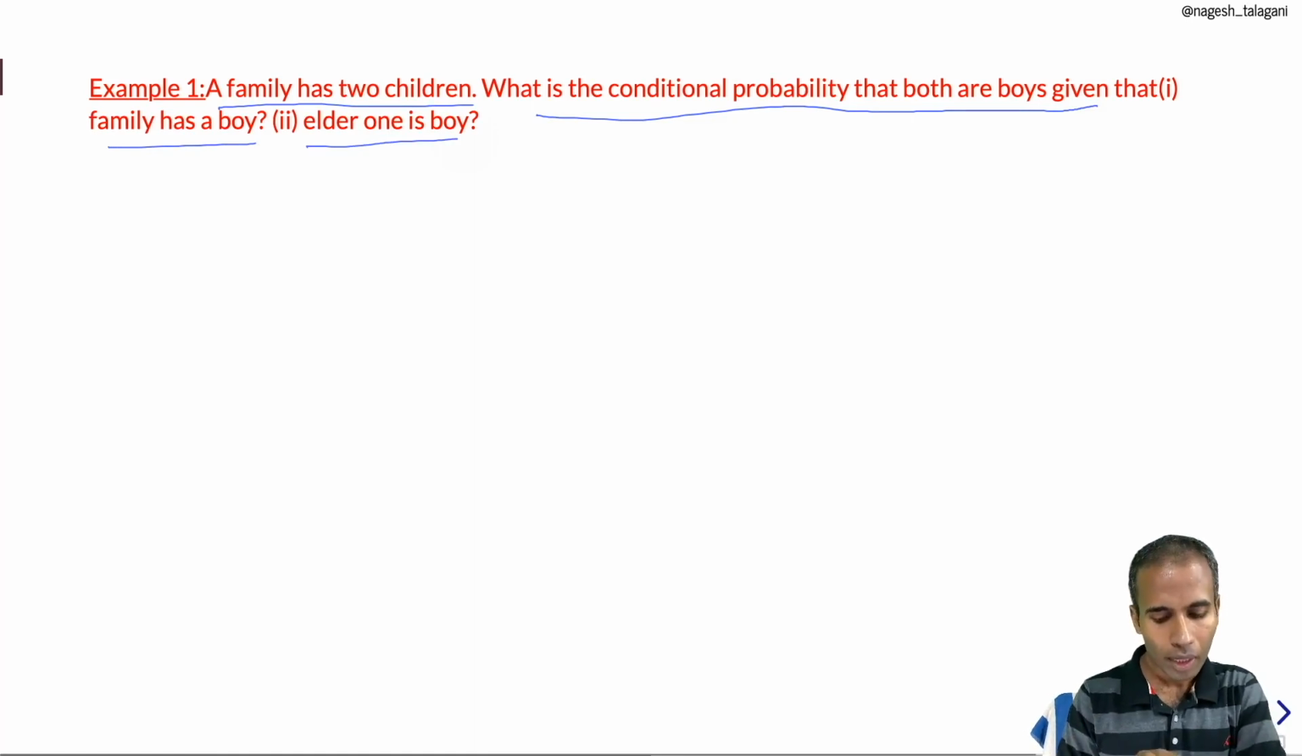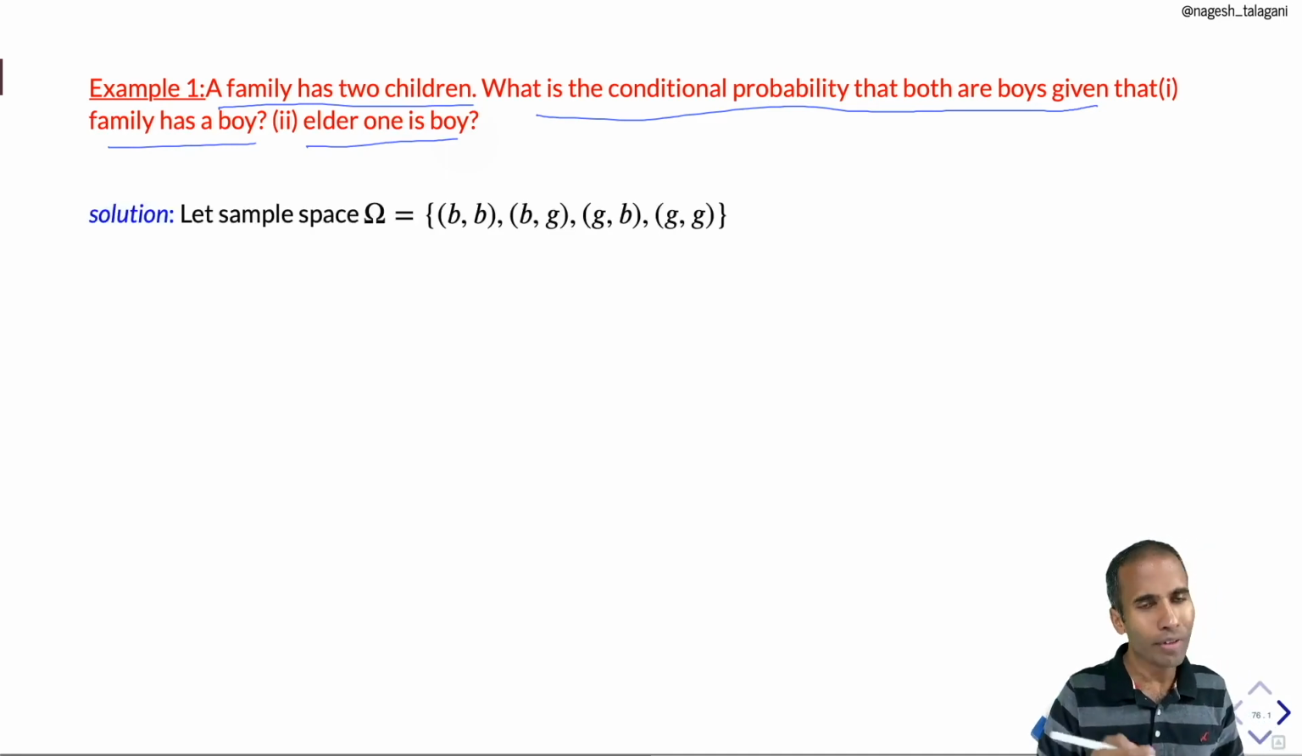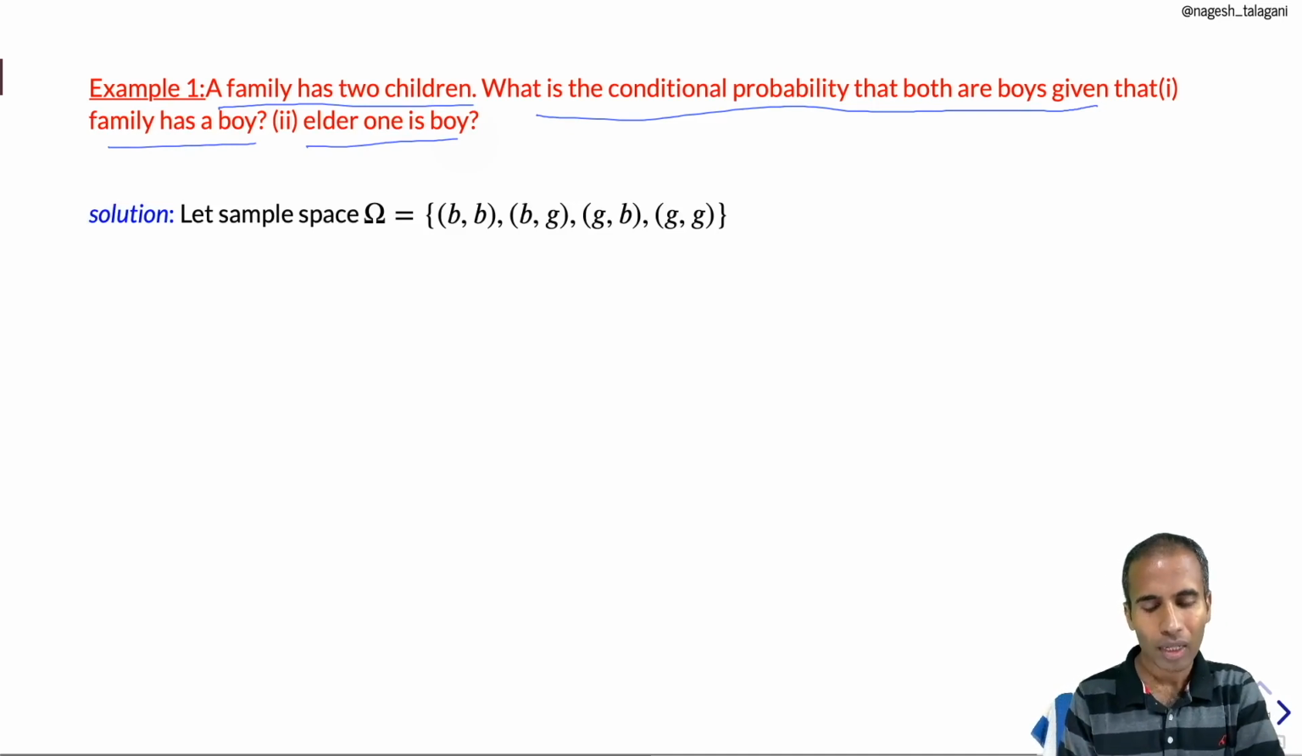First of all, the family has two children. So what is the sample space? How do we describe outcomes here? We describe them as ordered pairs. (B, B) means the elder one is a boy, the younger one is a boy. (B, G) means the elder one is a boy, the younger one is a girl. And here the elder one is a girl, the younger one is a boy. Both are girls. Okay, fine. So this is the sample space.